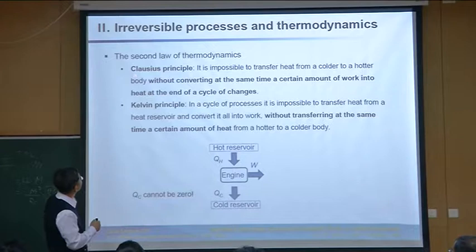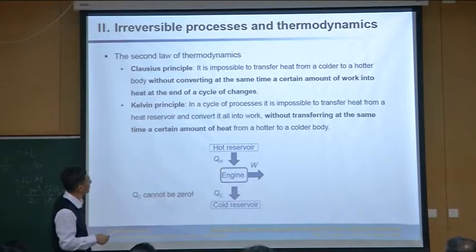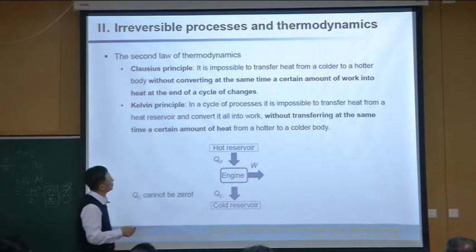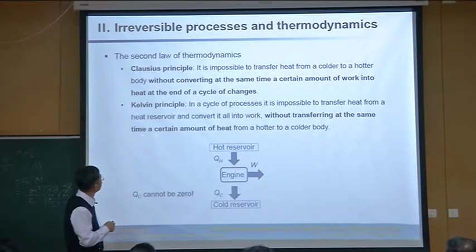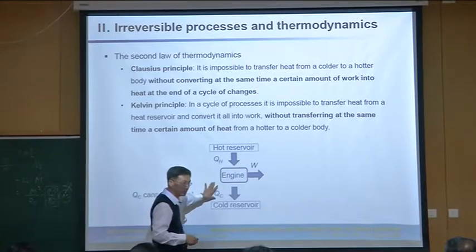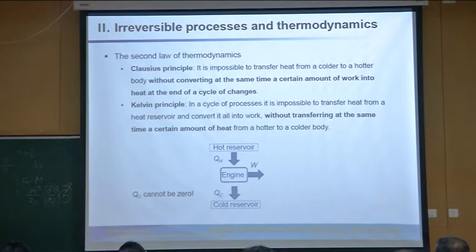So there is a slightly different form of the description. One is the Clausius principle. It is impossible to transport heat from a cold to a hot body, importantly, without converting at the same time a certain amount of work into heat at the end of the cycle, it's wasted. This is what is important. Or without transferring at the same time a certain amount of heat from the colder body. Anyway, so you cannot make it. Keep it in mind, nothing new at this moment.